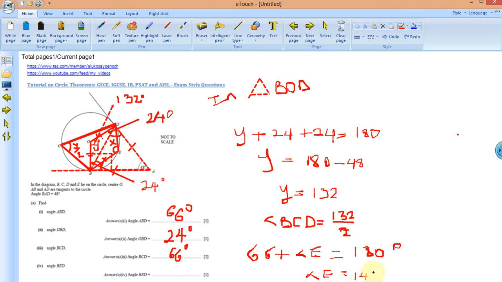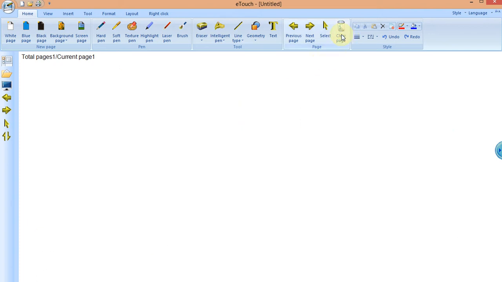And that's the end of the first question. Let's go for another question. This is 114. So guys, I hope everything is clear. The circle theorem is quite interesting and a very good one too. So just clear the page now. Let me import another question.